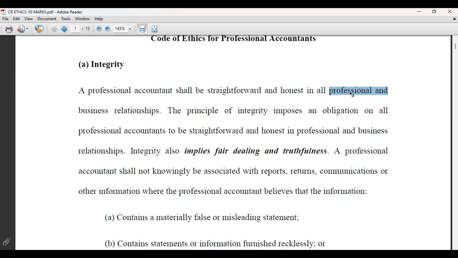All right. So when we say integrity, two sets of words must come to play. The first one, if you are making your notes, so let me do this.